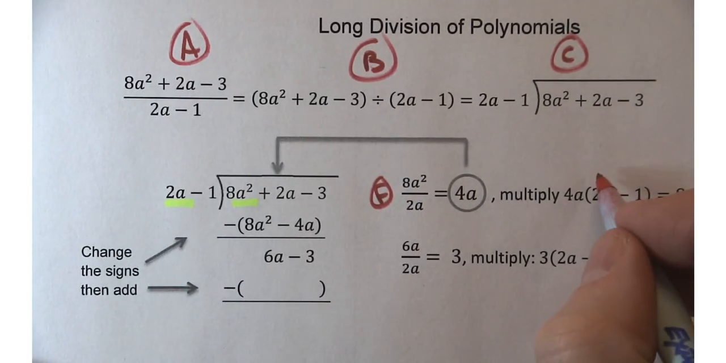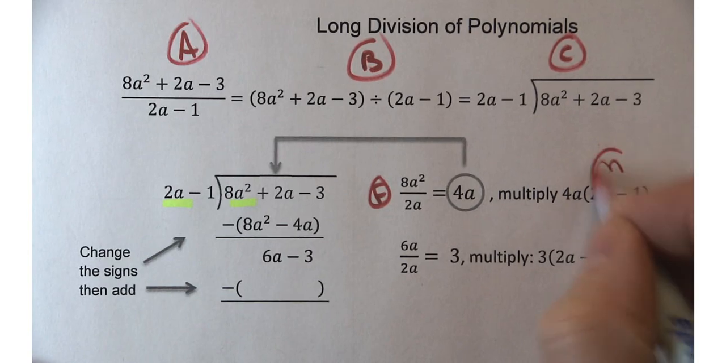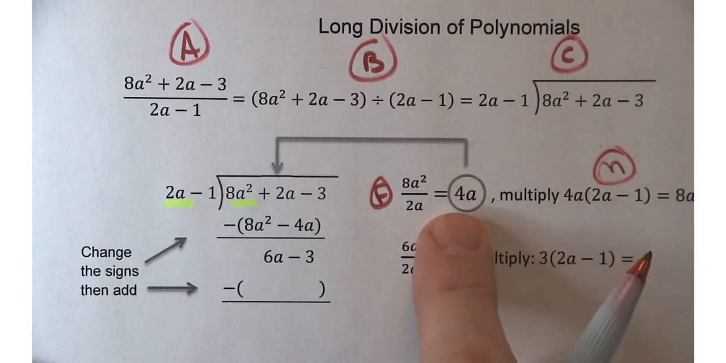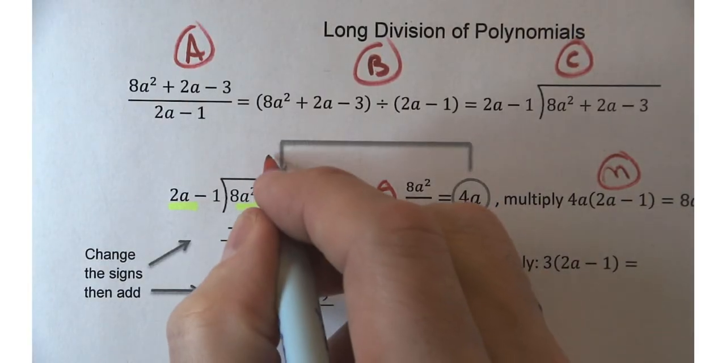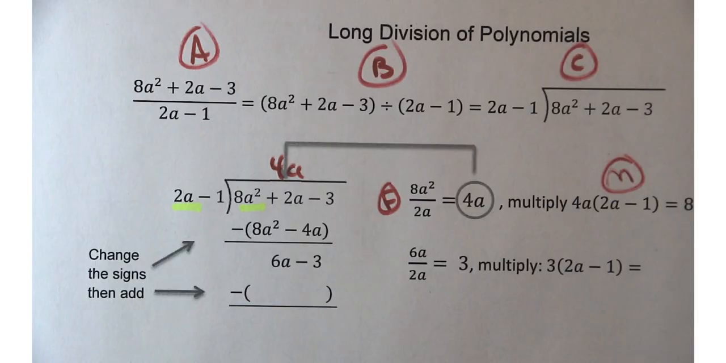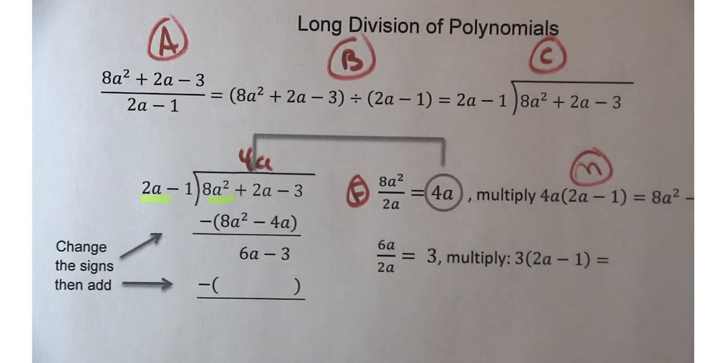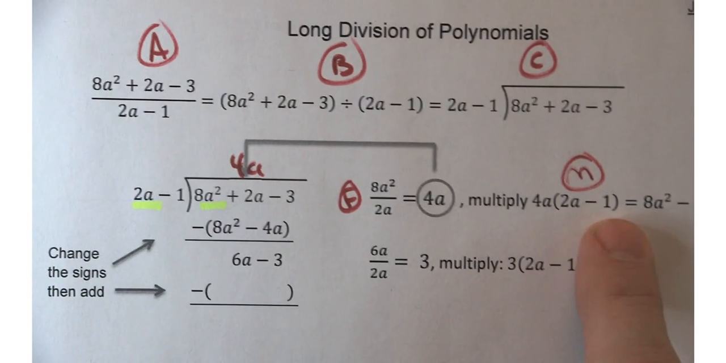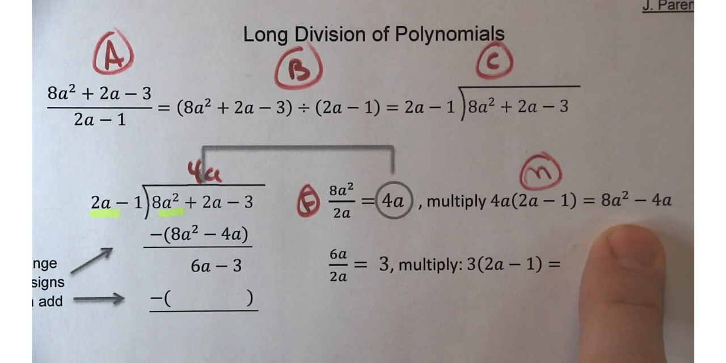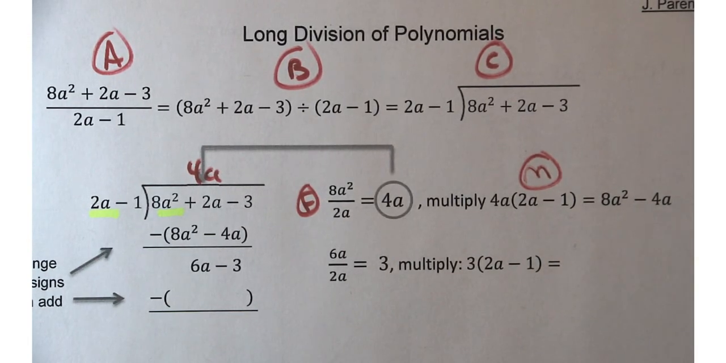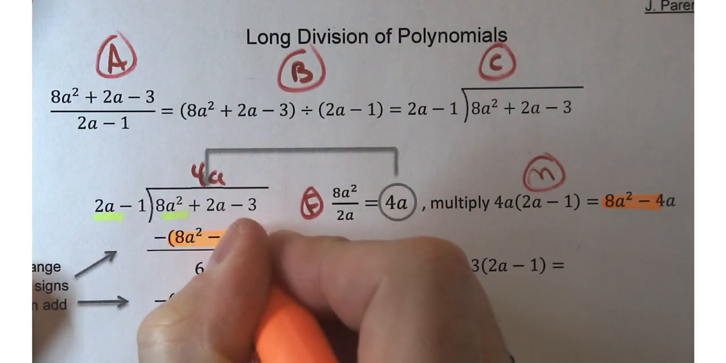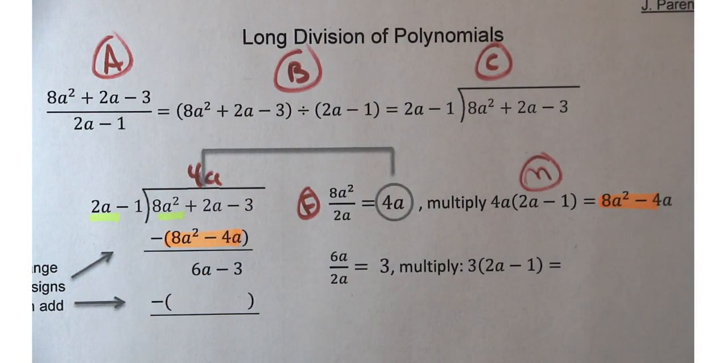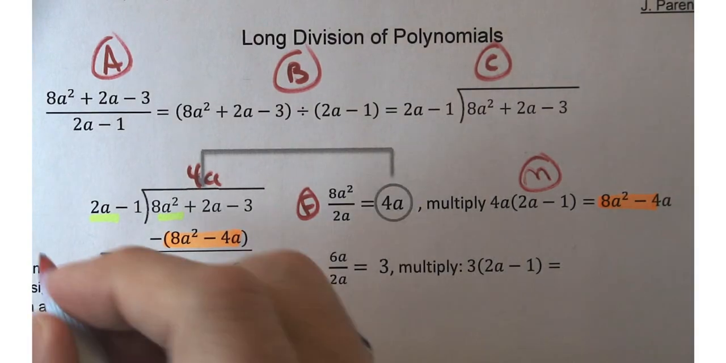And then the mother step is right here, where you multiply that 4a times this stuff here. Now that 4a, I should mention, goes on top. So there's your 4a. We'll take that 4a times 2a minus 1. You get 8a squared minus 4a. That 8a squared minus 4a is going to go right underneath, and then you're going to subtract. So that's the next step. Father, mother, sister. Sister would be subtract.